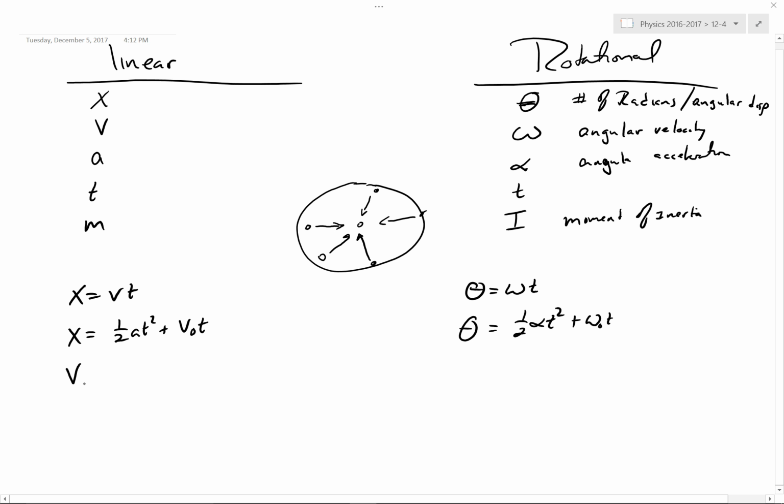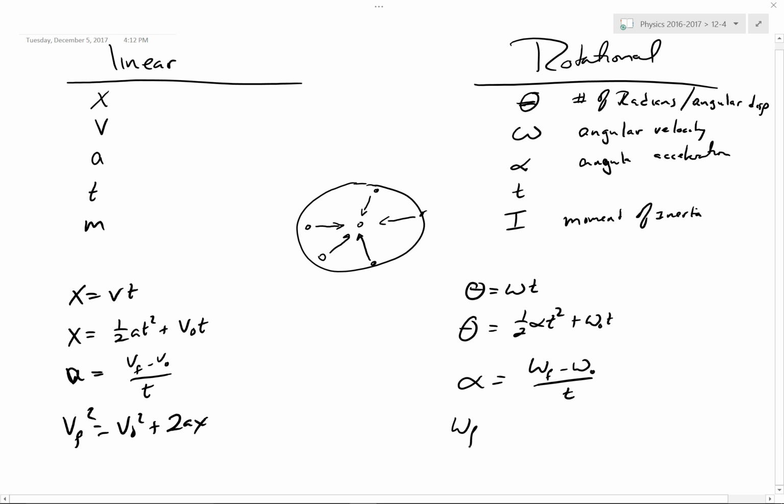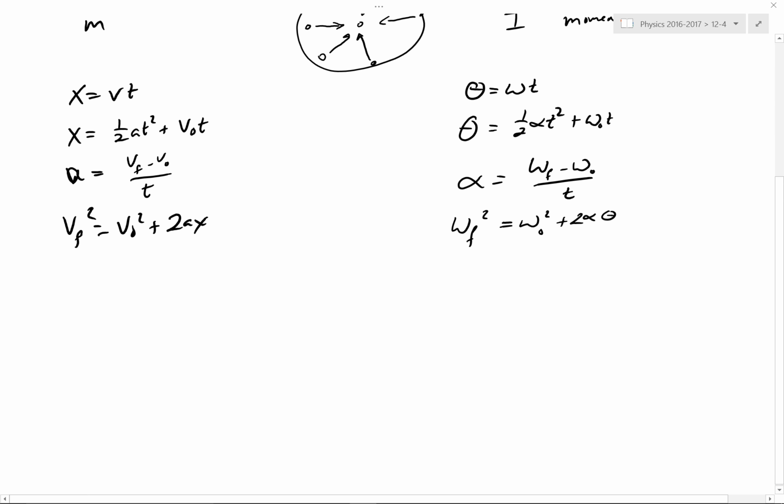How about acceleration, Mr. Groom? The definition of acceleration is the change in velocity over time. Are you saying that alpha would equal omega f minus omega o over t? That's exactly what I'm saying. Wait, v sub f squared equals v sub o squared plus 2ax. Are you saying that's going to be exactly the same as omega f squared equals omega naught squared plus 2 alpha theta? Literally, that's what I'm saying.